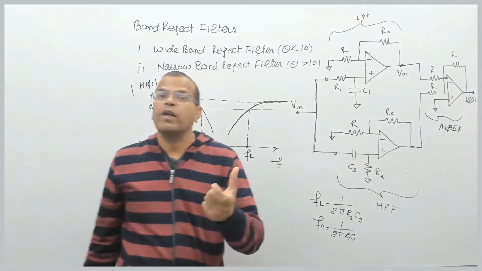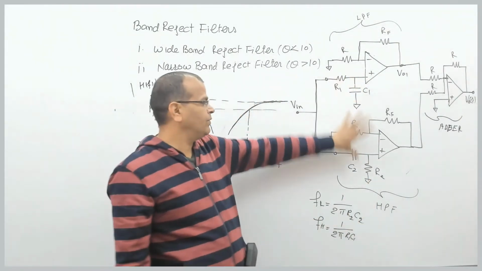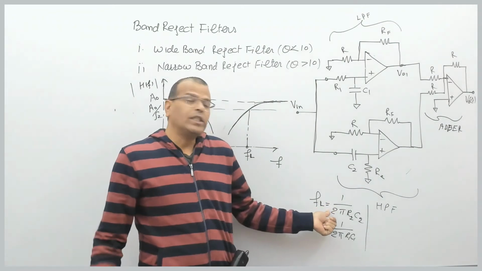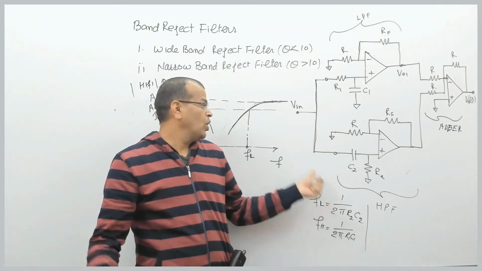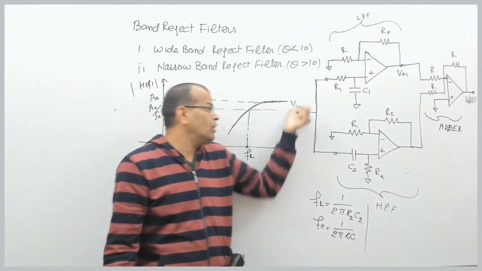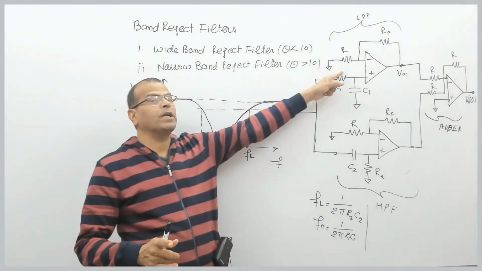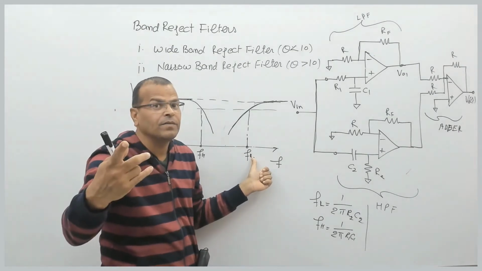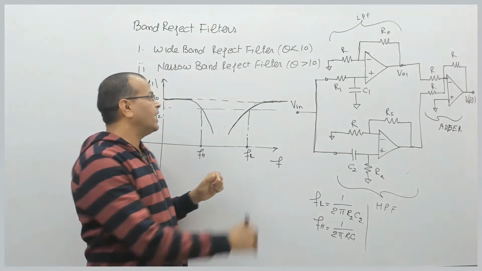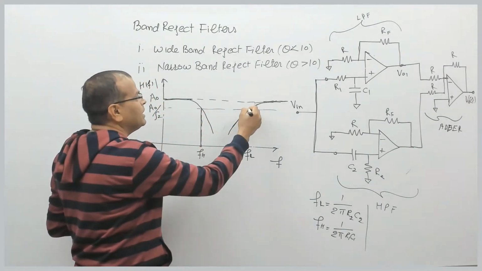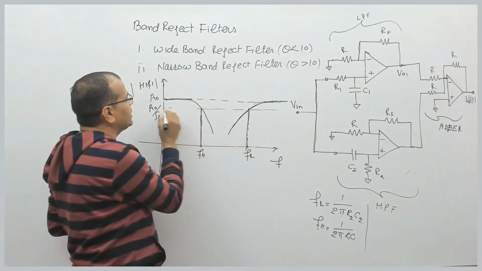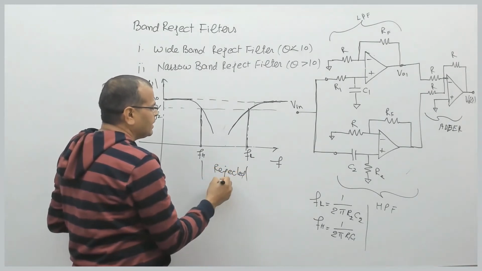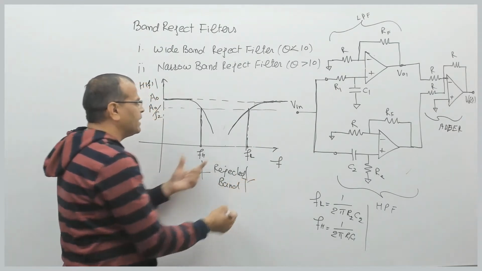How am I writing this? You can refer to my video on the low pass filter and high pass filter, right? So these are the two cutoff frequencies. If I select the cutoff frequency of the high pass stage to be more than the cutoff frequency of the low pass stage, then there will be a band which is rejected. This band where the gain is less than A0 by root 2 is called the rejected band. So it will be rejecting this band.